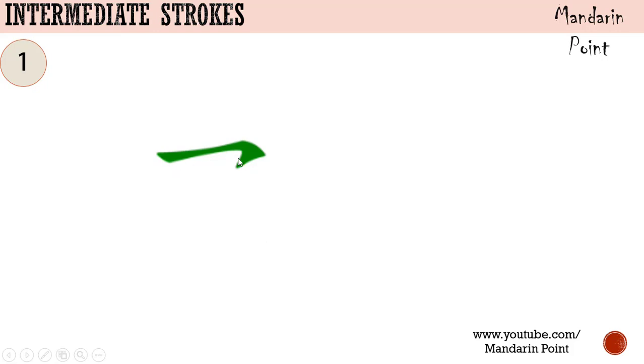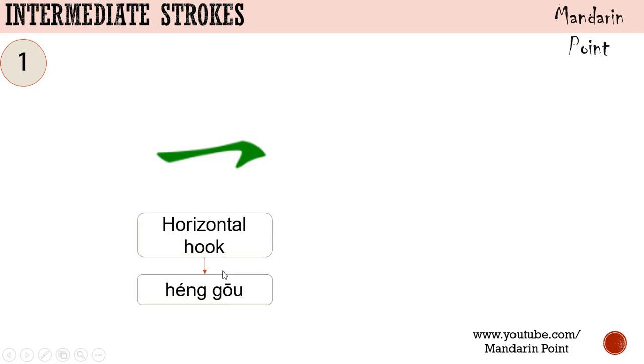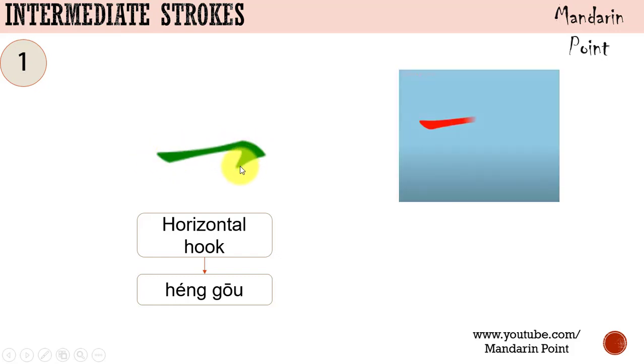Just look at it and describe it in your words. It is a horizontal line with a hook at the end, right? So this stroke is known as horizontal hook stroke. Our horizontal stroke is known as heng, and hook is going to be translated as gou. So this is heng gou, heng gou, and we write it like this. Start from the left and a hook at the end.